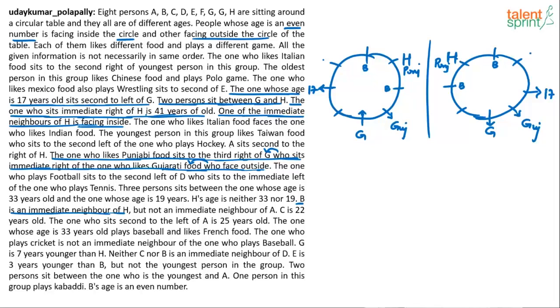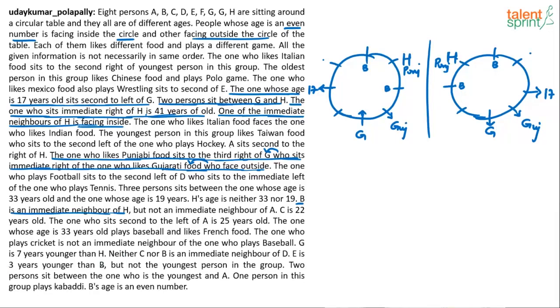Let's say C is 22 years old. The one who sits second to the left of A is 25 years old. The one whose age is 33 years plays baseball and likes French food. The one who plays cricket is not an immediate neighbor of the one who plays baseball. G is 7 years younger than H. Neither C nor B is an immediate neighbor of D.